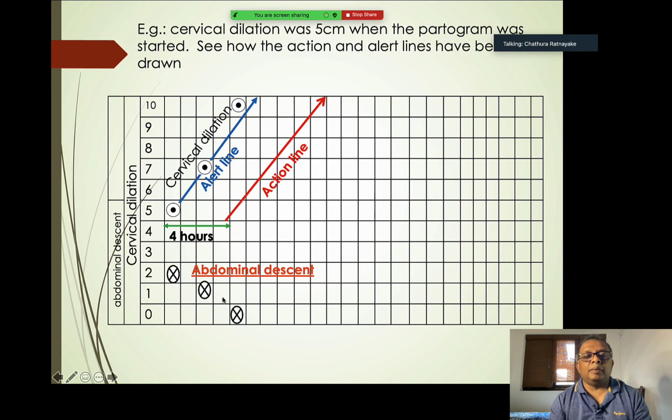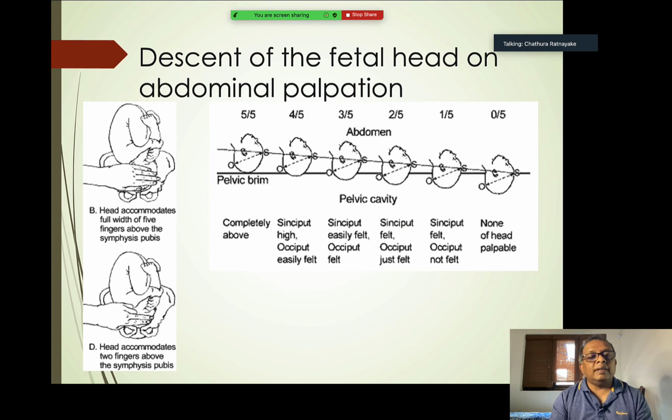And you can see the abdominal descent marked here. All are in the middle of the square. Okay. And descent is done by palpation by keeping your hand above the symphysis pubis. If it is not engaged, it is 5/5. If it is 2 fingers, it is 2/5. Right. So, this is the pelvic brim. This is how the engagement happens, and you can note that down, and then descent can be marked on the partogram.